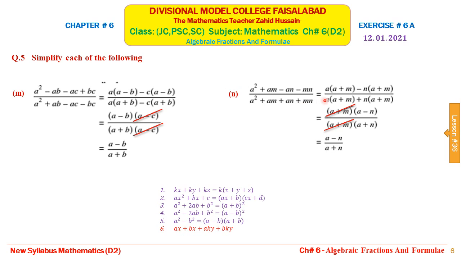In denominator, from first 2 terms you have a common and you are left with a plus m. From the last 2 terms you have plus n common and you are left with a plus m. Similarly, a plus m is common in the numerator and in the second bracket we will write a minus n. A plus m is common in the denominator and in the second bracket we will write a plus n. So a plus m is common in numerator and denominator. We will cancel these out and we will be left with a minus n over a plus n.